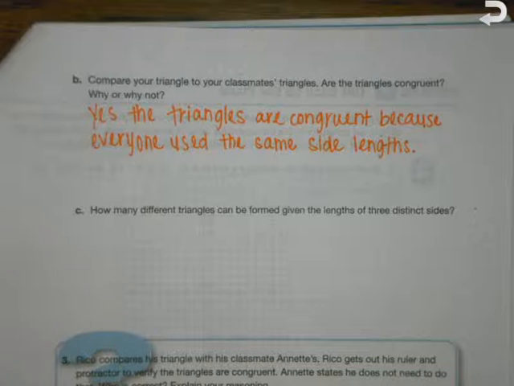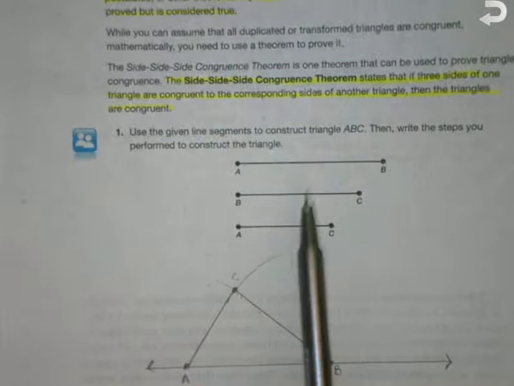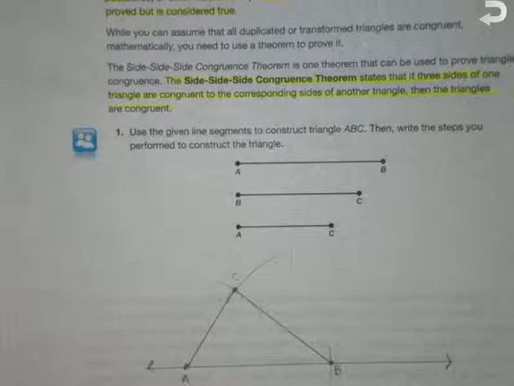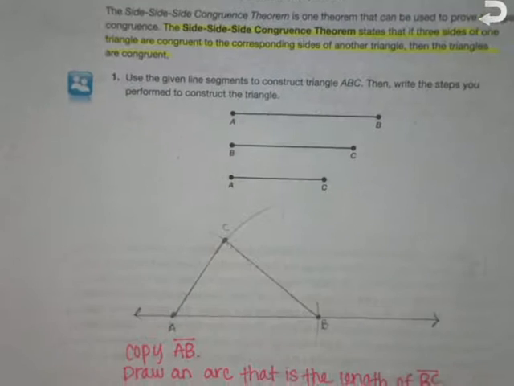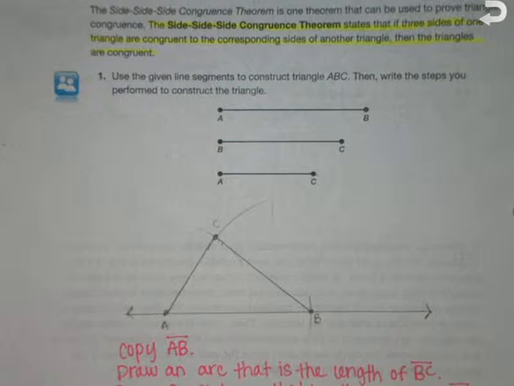How many different triangles can be formed given the length of the three sides that I gave you? Any ideas? If I give you these three side lengths, how many different triangles could you make that have all three of those side lengths exactly like that? Let's think about it, guys. You have to use these three side lengths. Talk about it in your groups. Okay, guys, anybody come up with an answer?